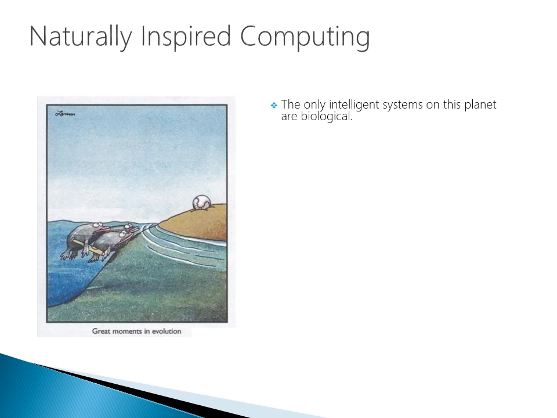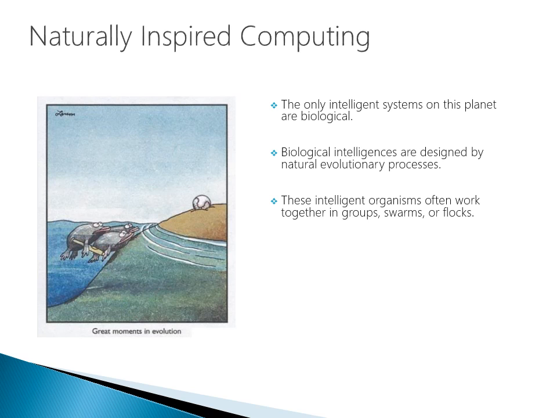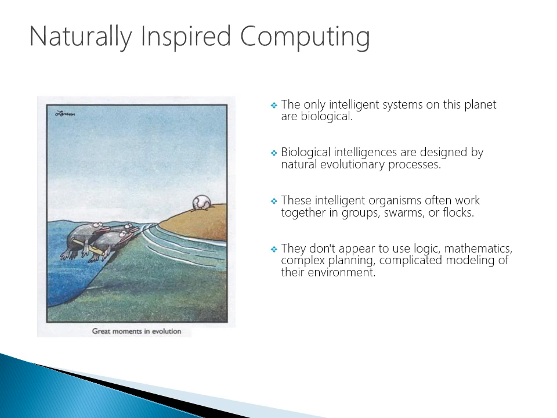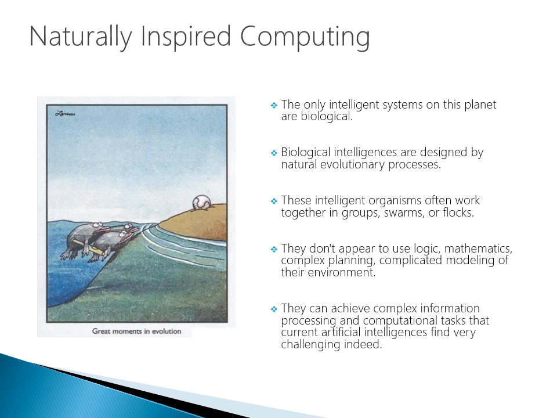This now moves us into the topic of naturally inspired computing. The only intelligent systems on this planet are biological. Biological intelligences are designed by natural evolutionary processes. These intelligent organisms often work together in groups, swarms, or flocks. They also don't appear to use logic, mathematics, complex planning, or complicated modeling of their environment. However, they can achieve complex information processing and computational tasks that current artificial intelligence solutions find very challenging.